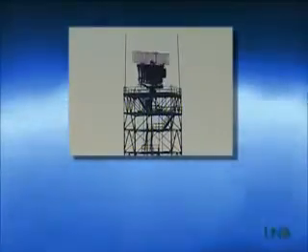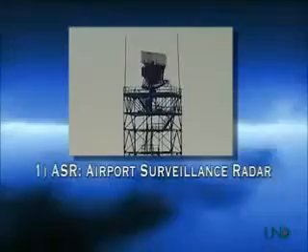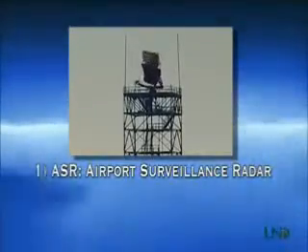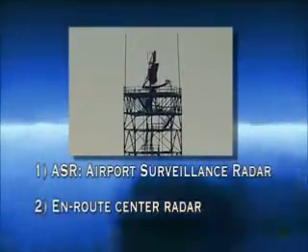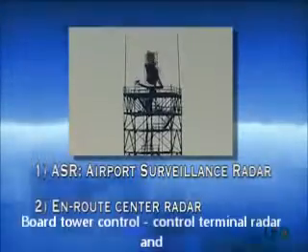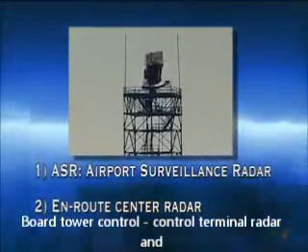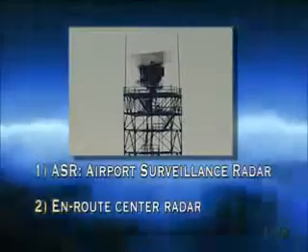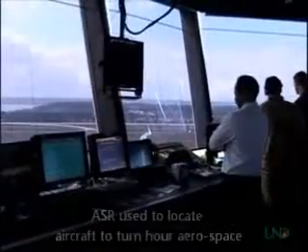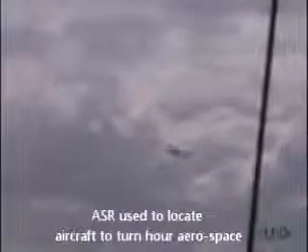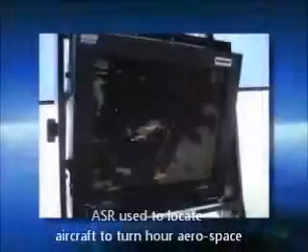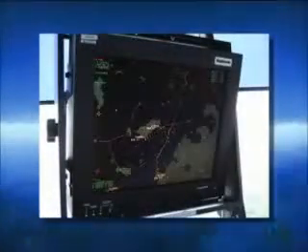Radar has two basic functions in the air traffic control world: airport surveillance radar, or ASR, and en route radar. Airport surveillance radar is used by both tower controllers and controllers in the Terminal Radar Approach Control, or TRACON. In the tower, ASR is used to locate aircraft within the tower's airspace. Some towers use the same type of radar display as the TRACON.